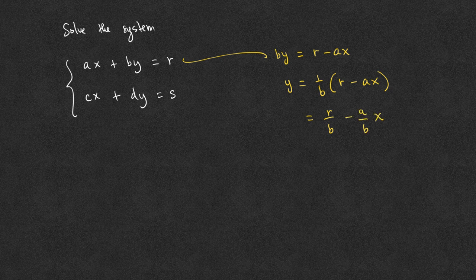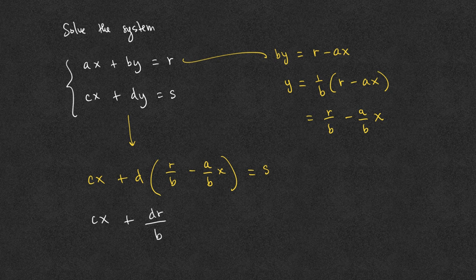And then we plug this into the second equation, cx plus d times y, but y is now r over b minus a over b times x, equals s. We then distribute and simplify. This is cx plus dr over b minus da over b x equals s. We then combine like terms with x.